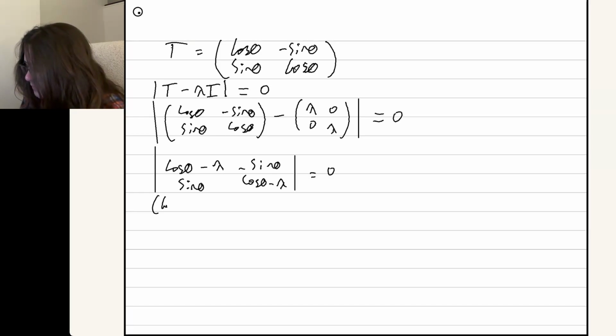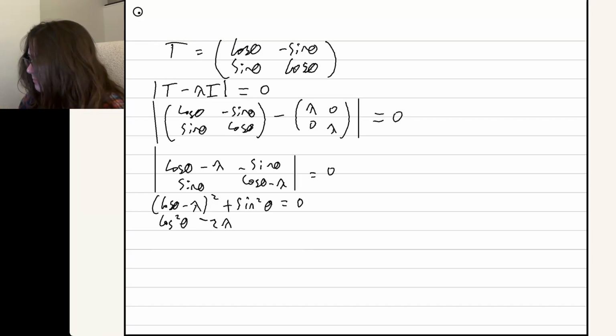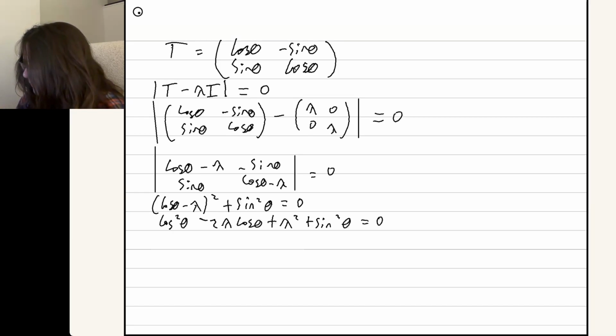That determinant is going to be cosine theta minus lambda squared plus sine squared theta. We're going to have to expand the square. So it's cosine squared theta minus 2 lambda cosine theta plus lambda squared plus sine squared theta equals 0. Cosine squared plus sine squared makes 1. So that's 1 minus 2 lambda cosine theta plus lambda squared. Or, if you like, c plus b lambda plus a lambda squared.